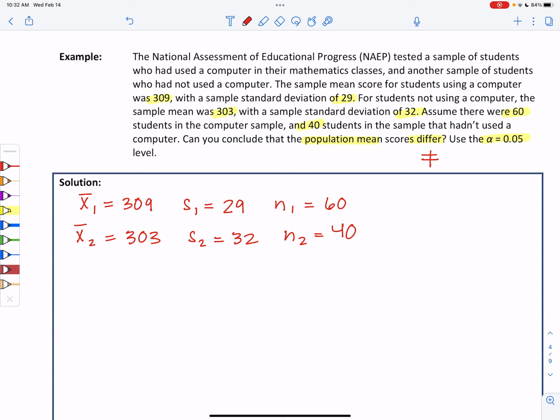All right, so our assumptions are met here. Random samples, independent, two separate groups, sample sizes both large enough. And now we are ready to begin our hypothesis test. All right, so the null hypothesis is going to state equality: mu1 is equal to mu2. Alternative, in this case, we're just looking for a difference. So it will state that mu1 is not equal to mu2.